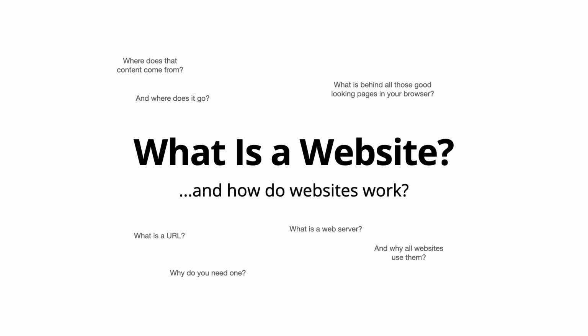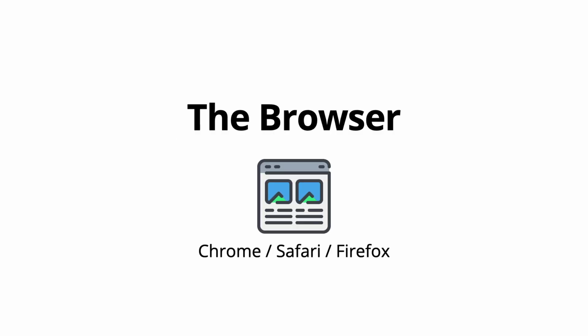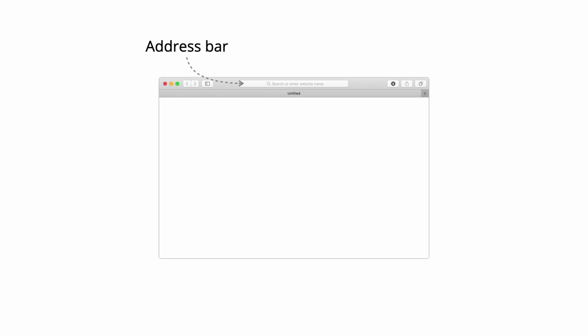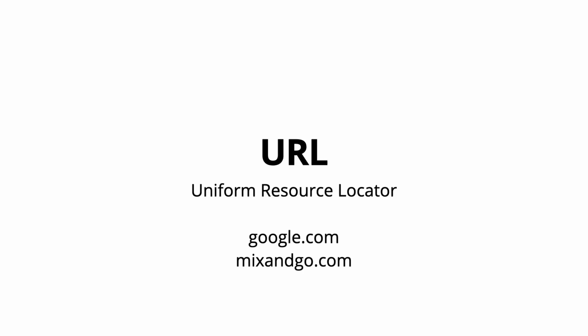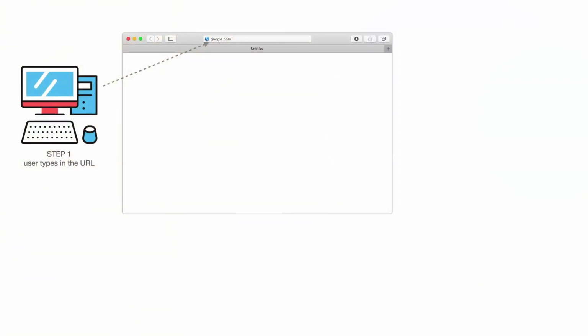So let's look at how the browser loads its content. The first step when you open a browser is to type in an address, also called a URL or Uniform Resource Locator. For this example, we'll load up google.com. After you type google.com into your address bar and hit enter, the page loads and you can continue to the next page and so on. But what's actually happening behind the scenes? See, your browser doesn't know about google.com or mixandgo.com or any other URL. To your browser, those letters are gibberish.